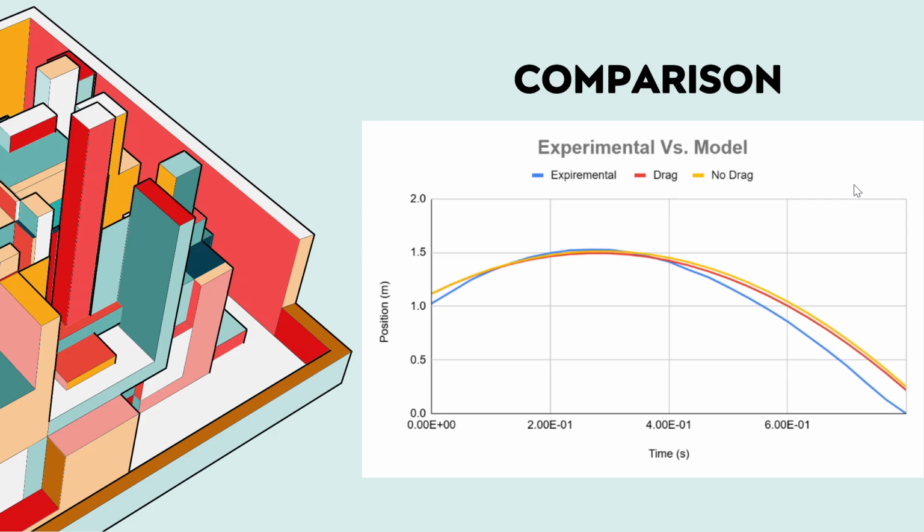There you go. So this is a comparison. The experimental is in blue, drag is in red, and yellow is the one with no drag. You can see the drag and the no drag are really similar, because it's a little paper ball, so it's just not going to have much drag on it. They follow each other pretty tightly, but at the end, the drag and the no drag model doesn't even go to 0. The experimental does.